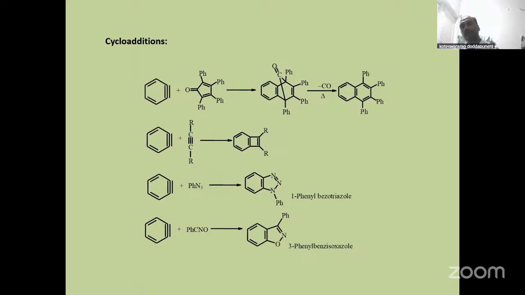triphenylamine on reaction with the benzene that leads to the formation of 1-phenyl benzotriazole, and next to it is reacted with the PhCNO, that is the phenyl cyanate, that leads to the formation of 3-phenyl benzisoxazole, 3-phenyl benzisoxazole derivative.